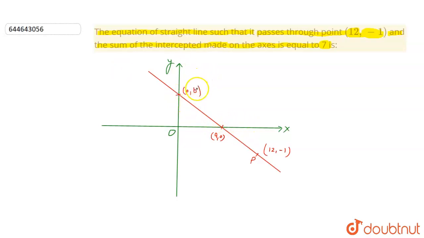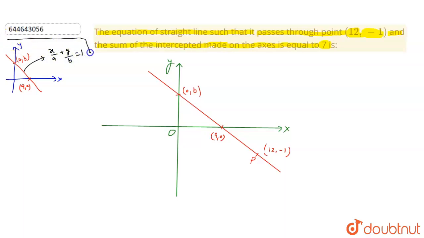Now there is a concept. If you have a coordinate axis, this is the x-axis and this is the y-axis, and you have a line passing through the point (a, 0) and the point (0, b), then the equation of this line will be x by a plus y by b is equal to 1, right? This is the concept. We will apply this concept here. And the equation of this line will be x by a plus y by b is equal to 1, right?